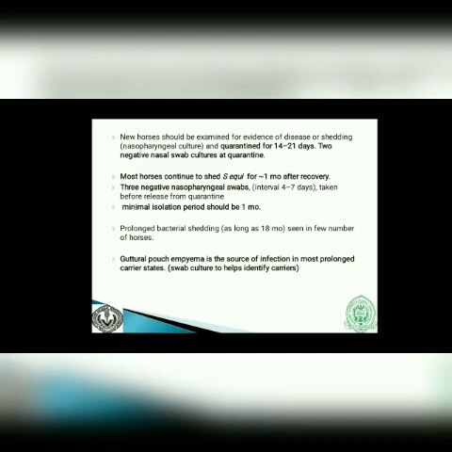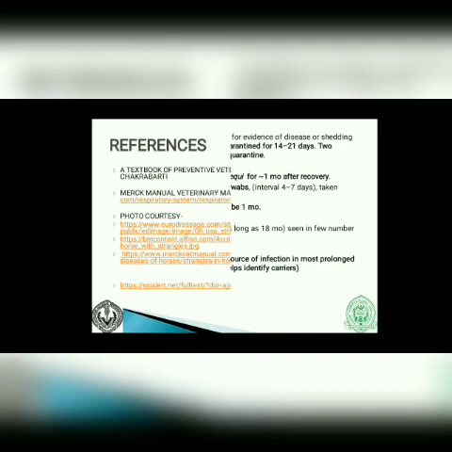The bacterial shedding can be prolonged, as long as 18 months, and it is seen in a small number of horses. Guttural pouch empyema is a source of infection in most prolonged carrier states, and we can identify these carriers by taking swab cultures.